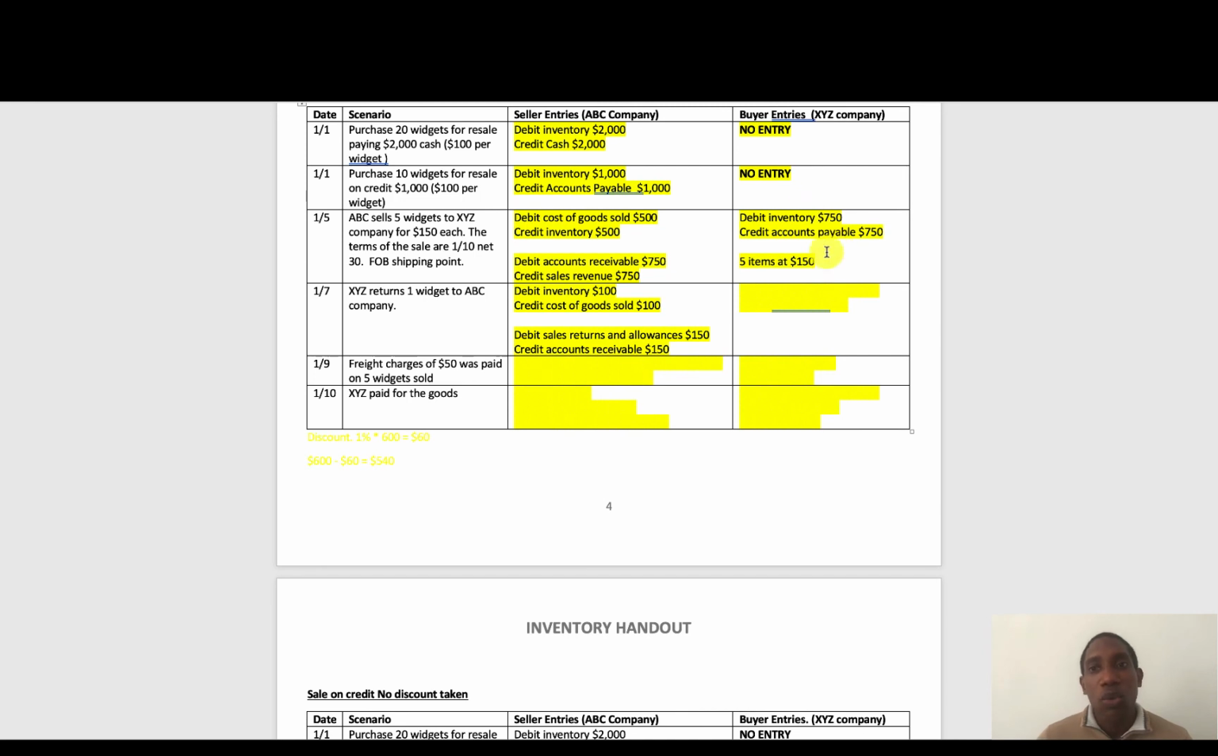And remember, what is XYZ's cost? XYZ's cost is, each item cost $150. Their cost is not 100, their cost is 150. So what are we going to do? We're just going to do the opposite of this entry here, right? Instead of debiting inventory, we're going to credit inventory, but we're going to credit inventory for the 1 item that we returned, which is the 150. And instead of crediting accounts payable, we're going to debit accounts payable for the 1 item that we returned, which is 150. Okay? Because we're not going to pay for the item that we returned, so we have to reduce the accounts payable, and we have to pull this out of inventory because it's not in inventory anymore.